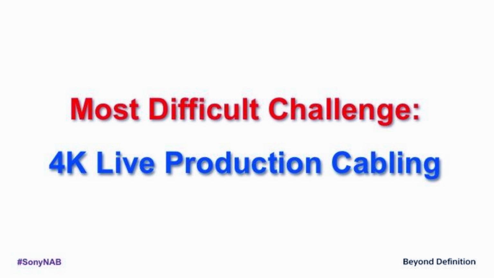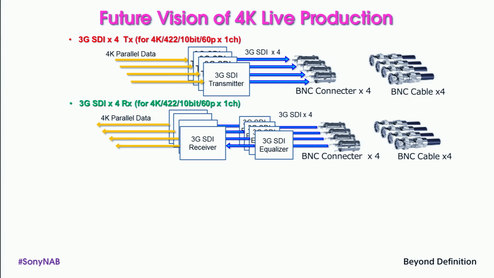If you think about 4K, remember there is no interlace, 4K 60p is equivalent to 4 channels of 1080 60p. 1080 60p is 3 gigabits per second. Therefore, a 4K signal at 60p is 12 gigabits per second. We need 4 coaxial cables to transmit that signal.